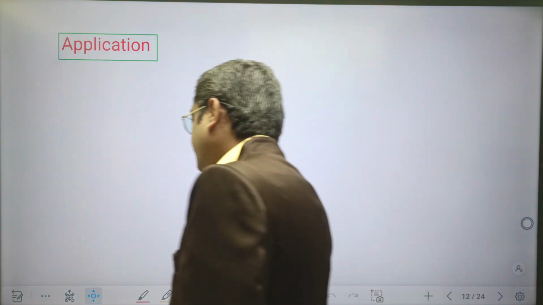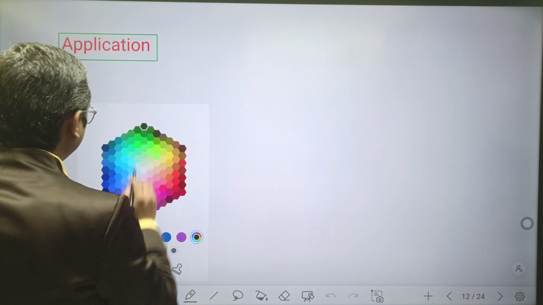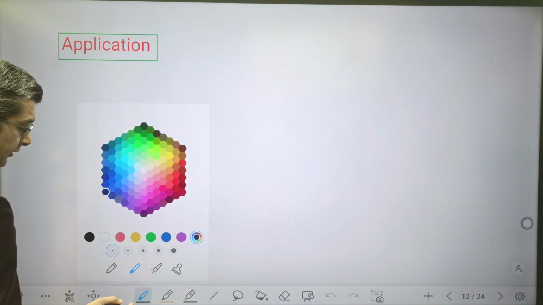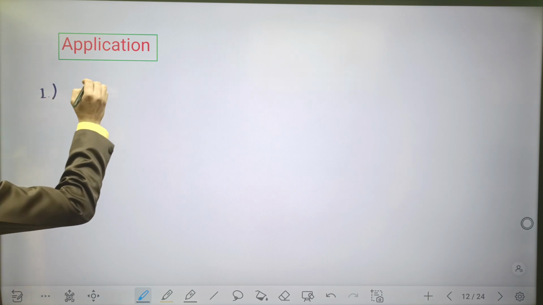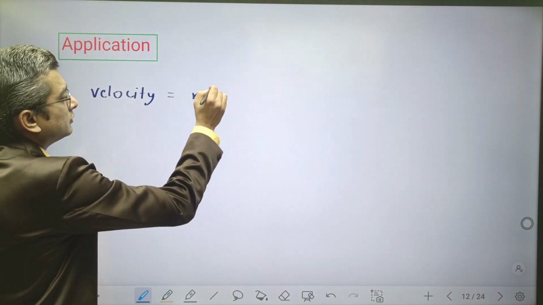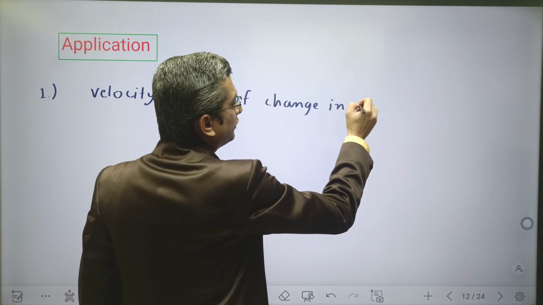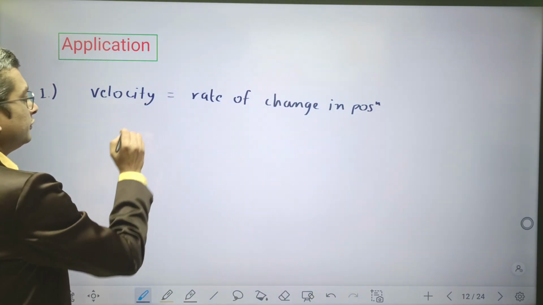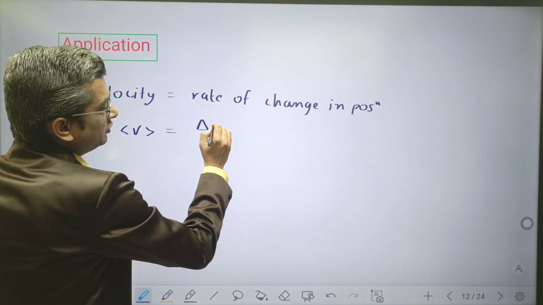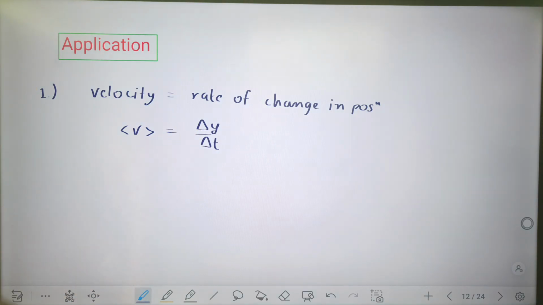Now there are various applications here. The very first application we have already seen, in the case of velocity. So I am again starting from velocity. Application number 1: since velocity is equal to rate of change in position, this can be defined in two ways. If I write average velocity, then this will be change in position, delta y by delta t, where y is representing the position and t is representing the time.